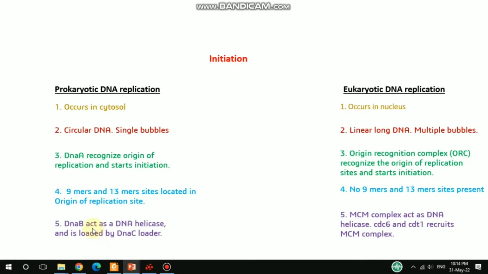Number 5: DNA B acts as the DNA helicase, so it can unwind the DNA strand, and DNA B is loaded by the DNA C loader in the prokaryotic system. But in the eukaryotic system, there is no such DNA B or DNA C. Here the MCM complex acts as the DNA helicase, so it unwinds the DNA strand, and CDC6 and CDT1 recruit the MCM complex.